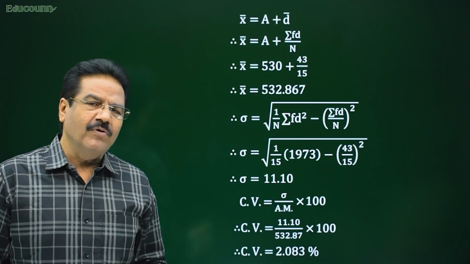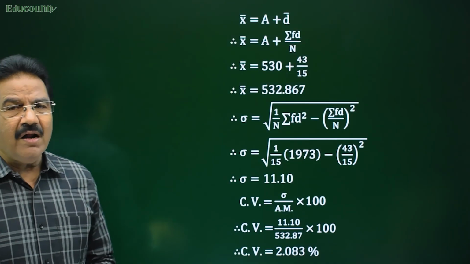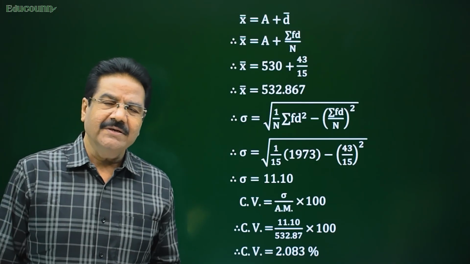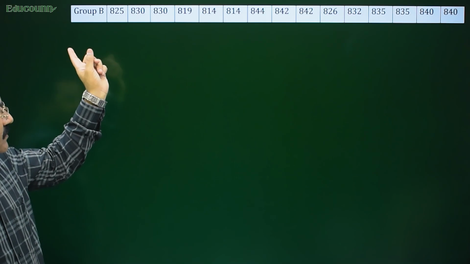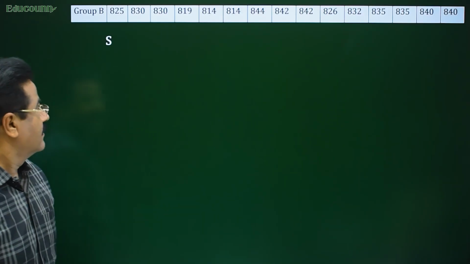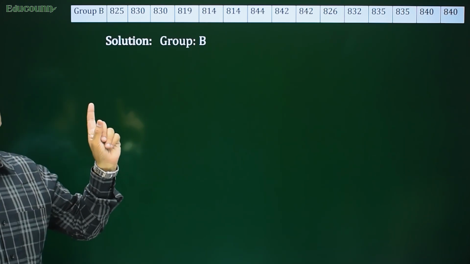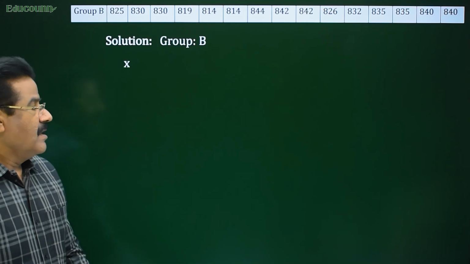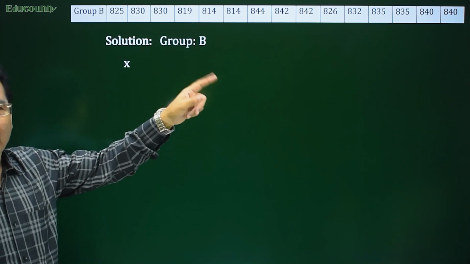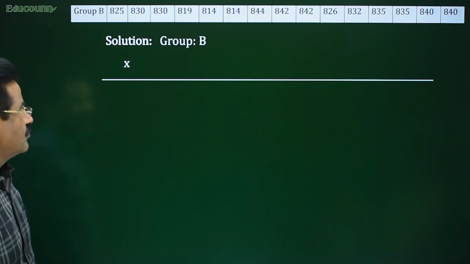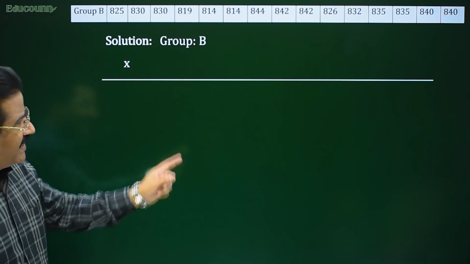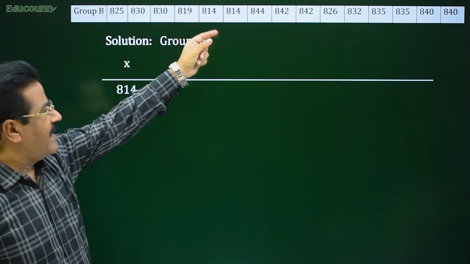So now we have to calculate CV for group B as well using exactly the same concept. Let us take group B. The same data is given here. Let us take the solution for group B. Again we can assume X for that. Again it is raw data. We have to convert that into a frequency distribution. Observe that the minimum value is 814.